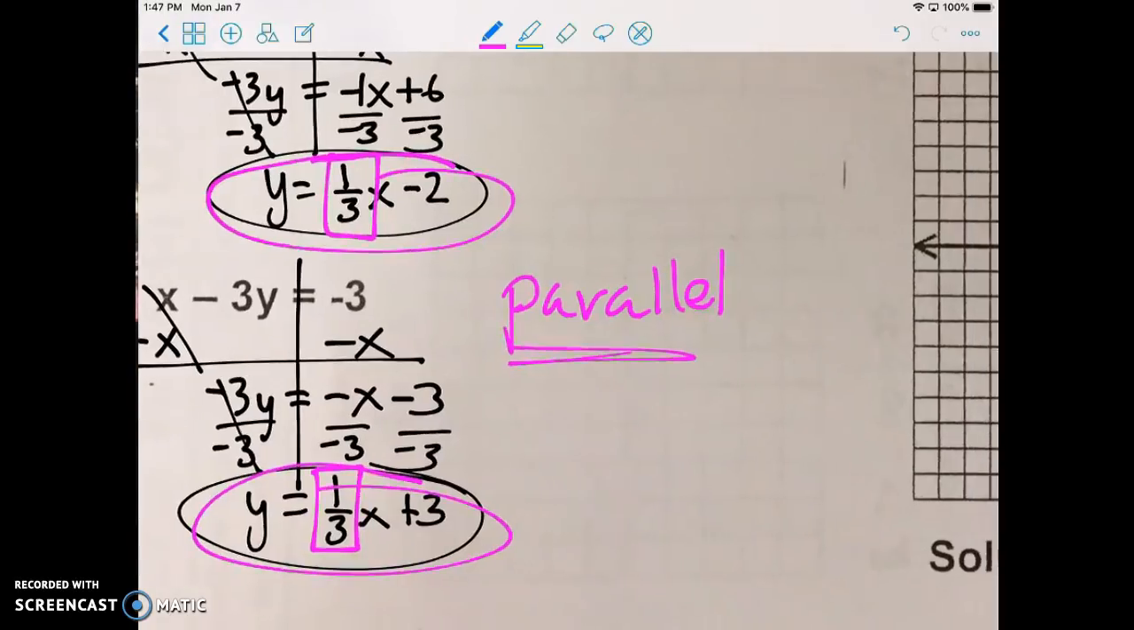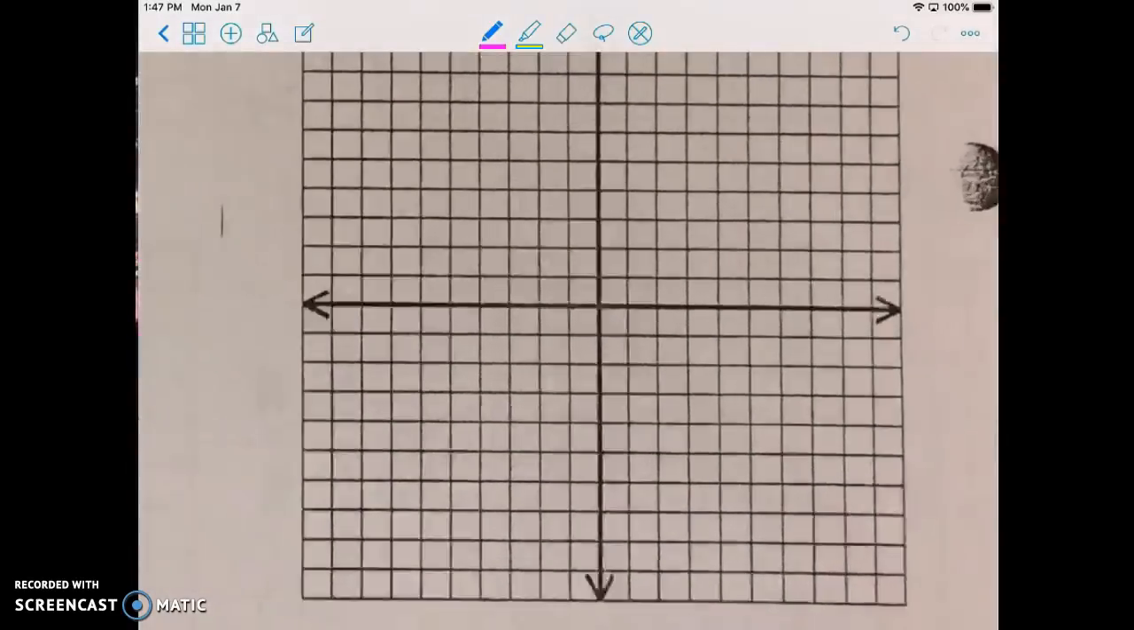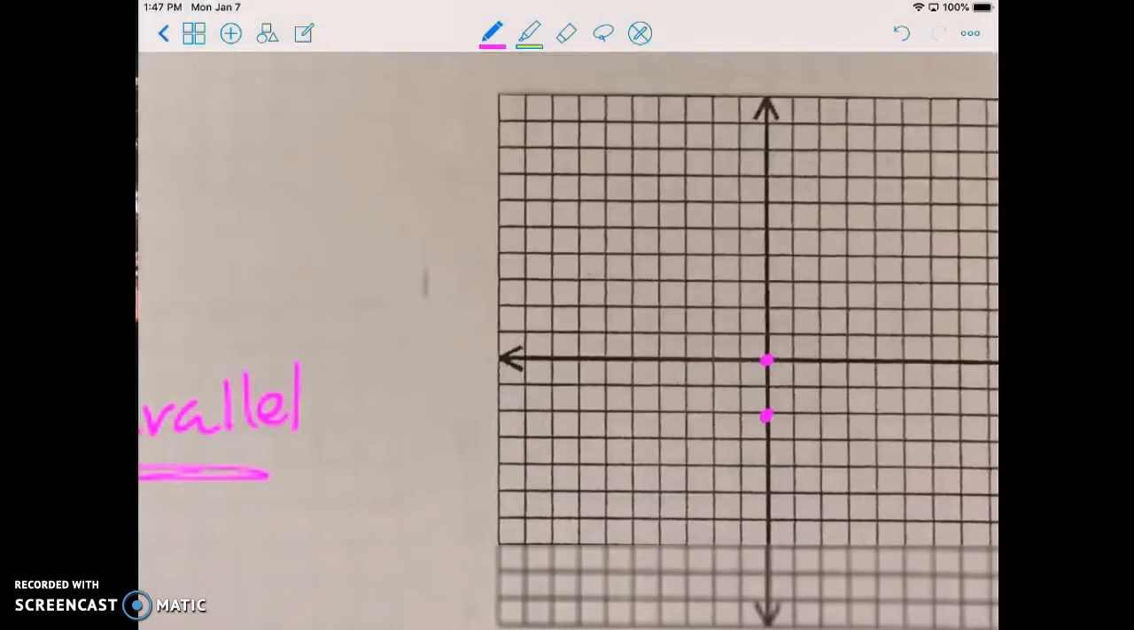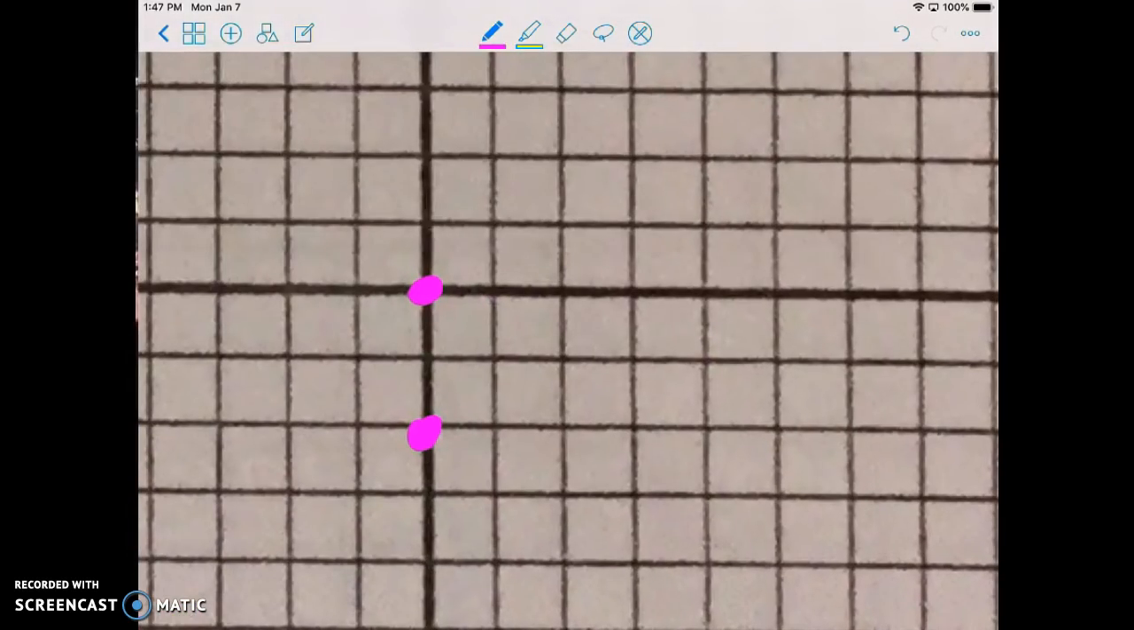I'm going to graph the first one starting at negative 2. So here's 0, here's negative 2, and it goes up 1 over 3. Up 1, 1, 2, 3. Up 1, 1, 2, 3. And then we graph.